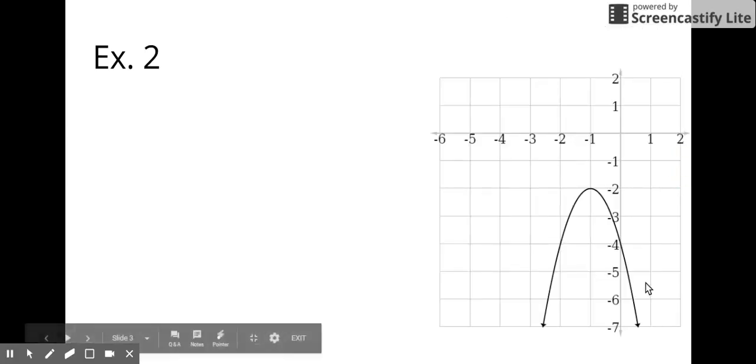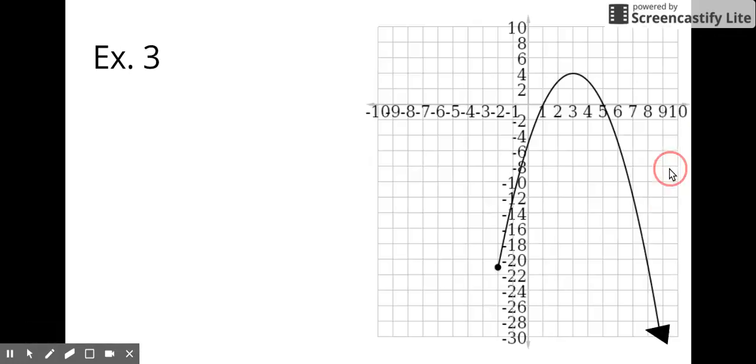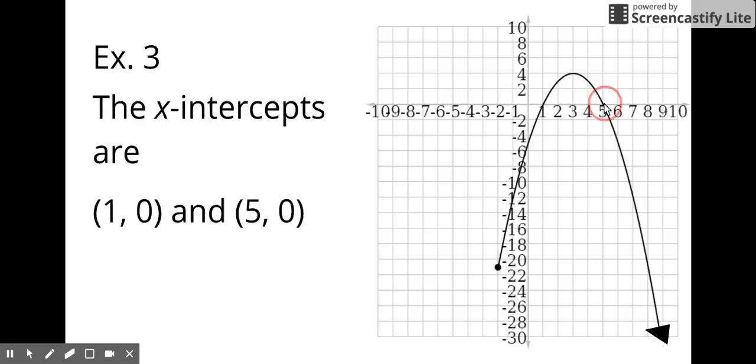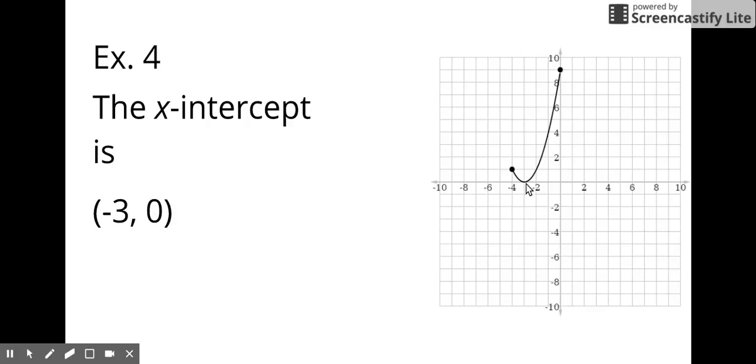So let's look at another example. Over here, we're looking to see at the x-axis where your graph crosses. It doesn't, so we don't have any x-intercepts. Over here, we have two x-intercepts, one at 1, 0, the other at 5, 0. Here we just have one, and that's okay.